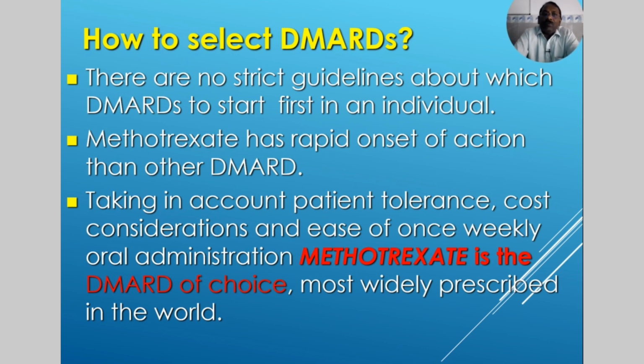There are no strict guidelines about which DMARD to start first in an individual, but methotrexate has a more rapid onset of action than the other DMARDs. That should be the drug of choice, the initial drug for most of our rheumatoid arthritis patients, taking into account patient tolerance and cost considerations, because we use it once a week, and compliance is also good, patient tolerance is also good, and there is the ease of once-weekly oral administration. Methotrexate is the DMARD of choice, most widely prescribed in the world. All over the world, the most widely prescribed drug is methotrexate, invented by our Indian Ella Pragada Subbarao.